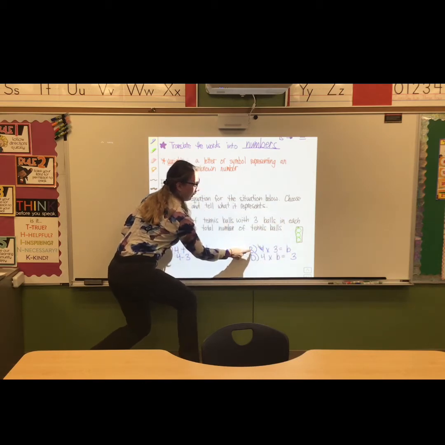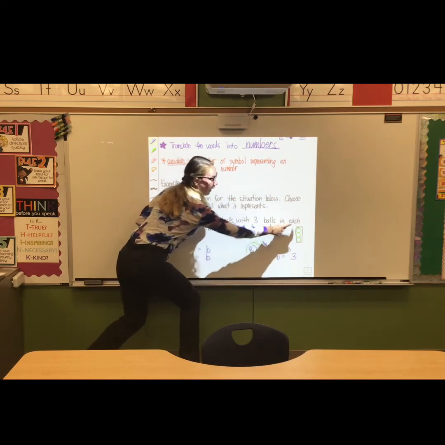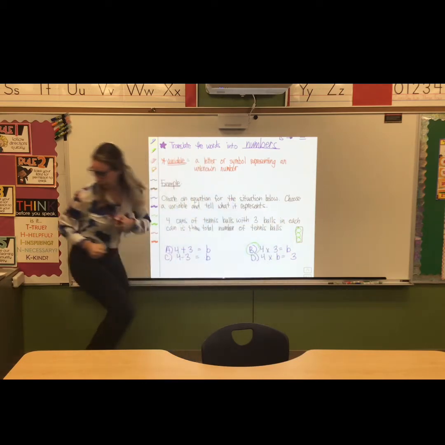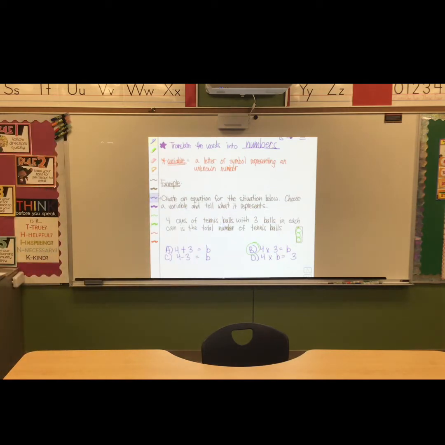Excellent job. You should have said B, 4 times 3 equals B, because it says we have 4 cans of tennis balls, so we know we're going to be using 4 with 3 balls in each can. So 4 cans times 3 in each can is the total number of tennis balls, which we call B.